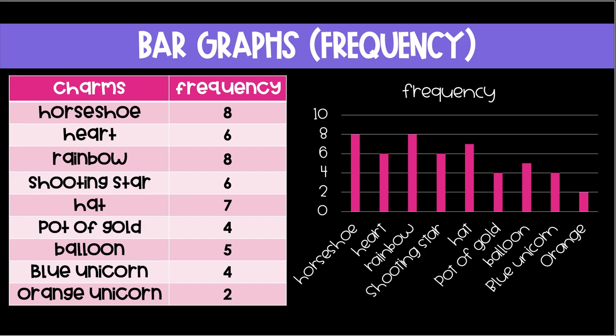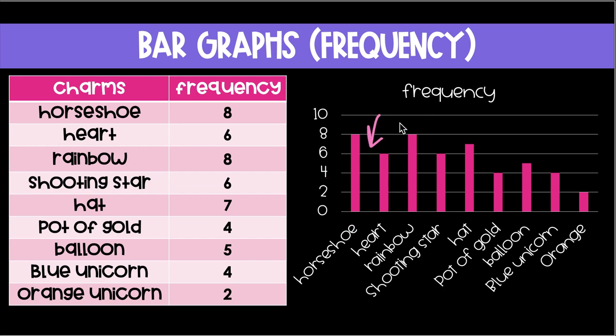Now let's go over visual representations of this frequency. The first type of graph we have for frequency would be a bar graph. You just write down all of your categories. We have the horseshoe, the heart, the rainbow, all of the nominal variables. They're a little bit diagonal because they don't fit. And then you're going to create bars that have the length for each of the frequencies.